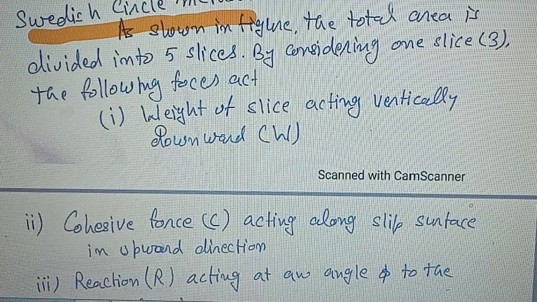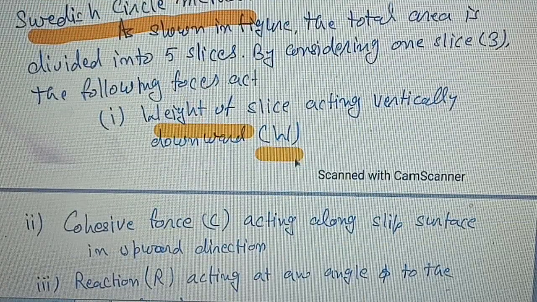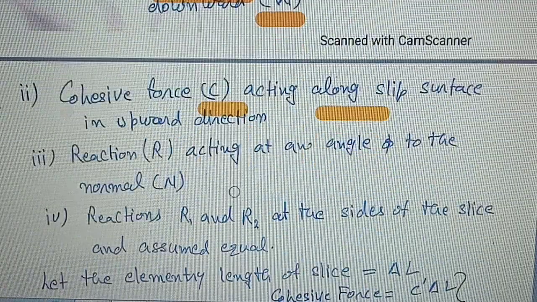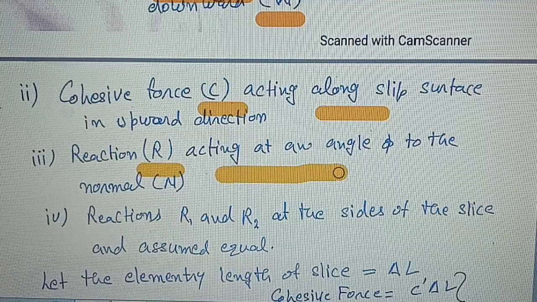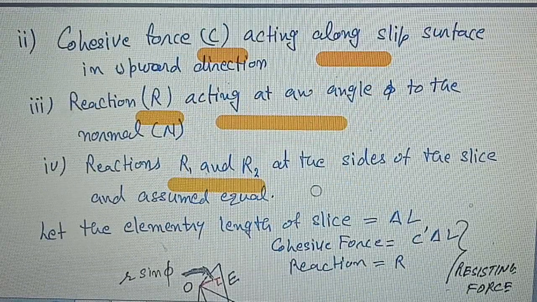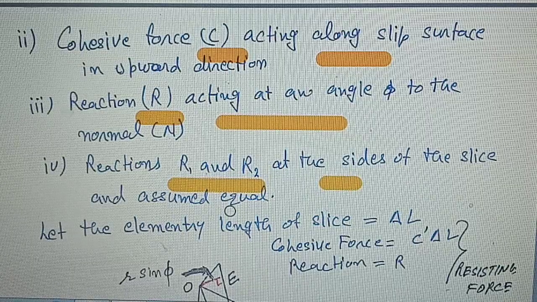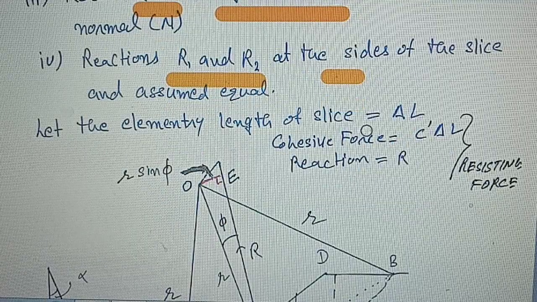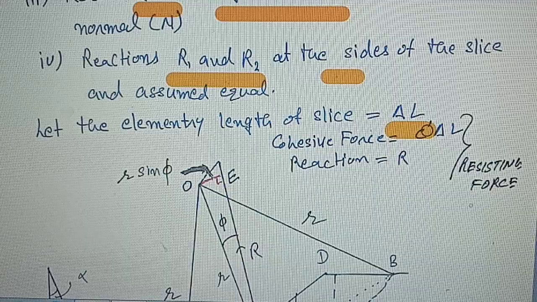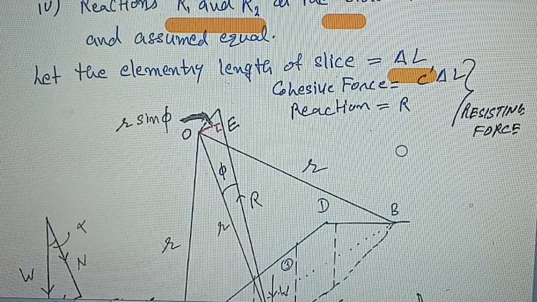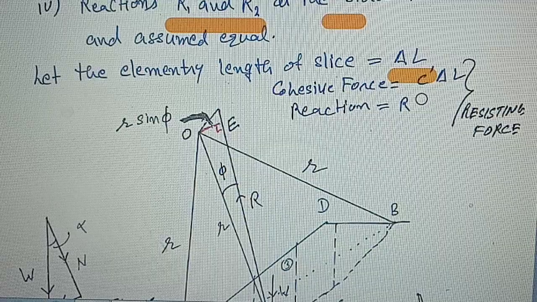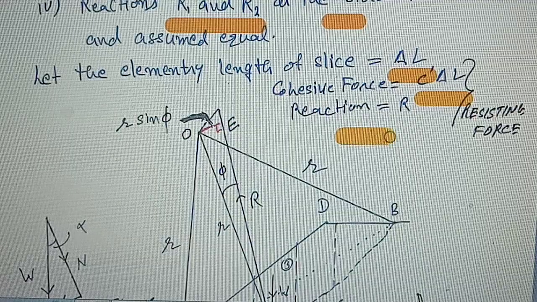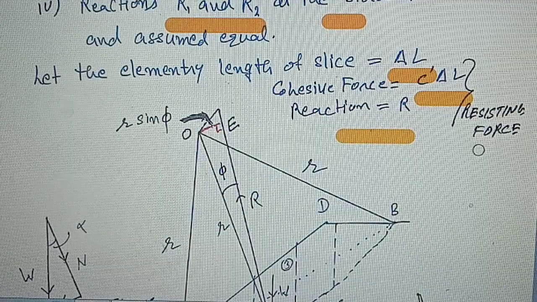So, the forces are: weight W acting vertically downward, cohesive force C acting along the slip surface, reaction R acting at an angle phi, and reactions R1 and R2 at the sides, which are assumed to be equal, and so they may be ignored. If the length of the elementary arc is delta L, then the cohesive force becomes C dash delta L, where C dash is unit cohesion, and the reaction R. These two are the resisting forces.